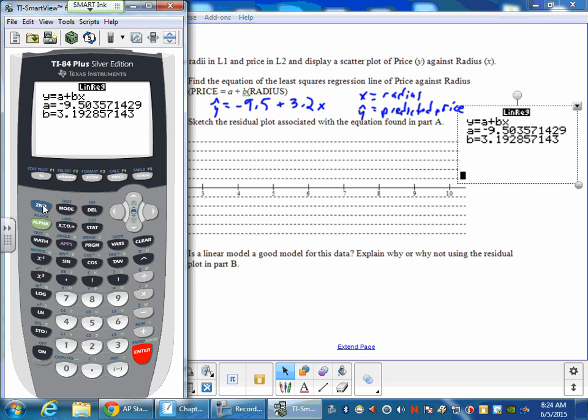So let's go up here and we're going to make a scatter plot of L1 and residual. Mine already said residual. If yours didn't say residual, you hit second stat and go down till you find residual and put it in there. Now when you hit zoom 9, your graph should look like this. Hopefully you see that there's a curve in the graph. It starts out high, goes below, and then up high. So that means our linear model isn't the best.